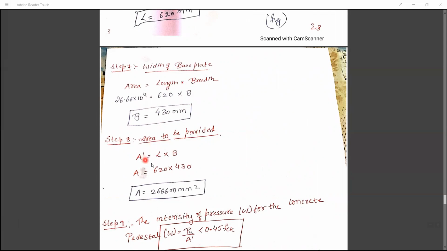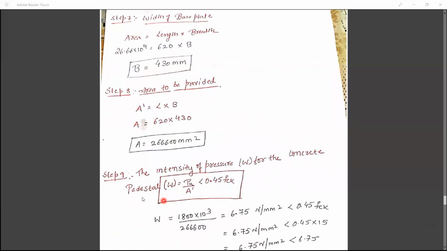So step 8 is area to be required, A dash into L into B. See, this is revised: 620 into 430. See, sometimes it is coming equal, because 26.66 here also, 26.66 here also. It might come equal but not every time.